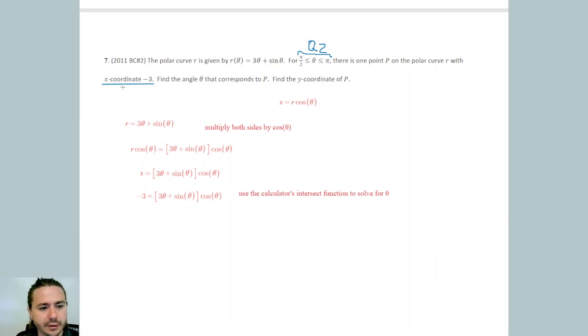All right, so the x-coordinate was -3. That's how we got from here to here. We multiplied both sides by cosine theta because r cosine theta equals x. Now we need to pull out the calculator and actually find this intersection.